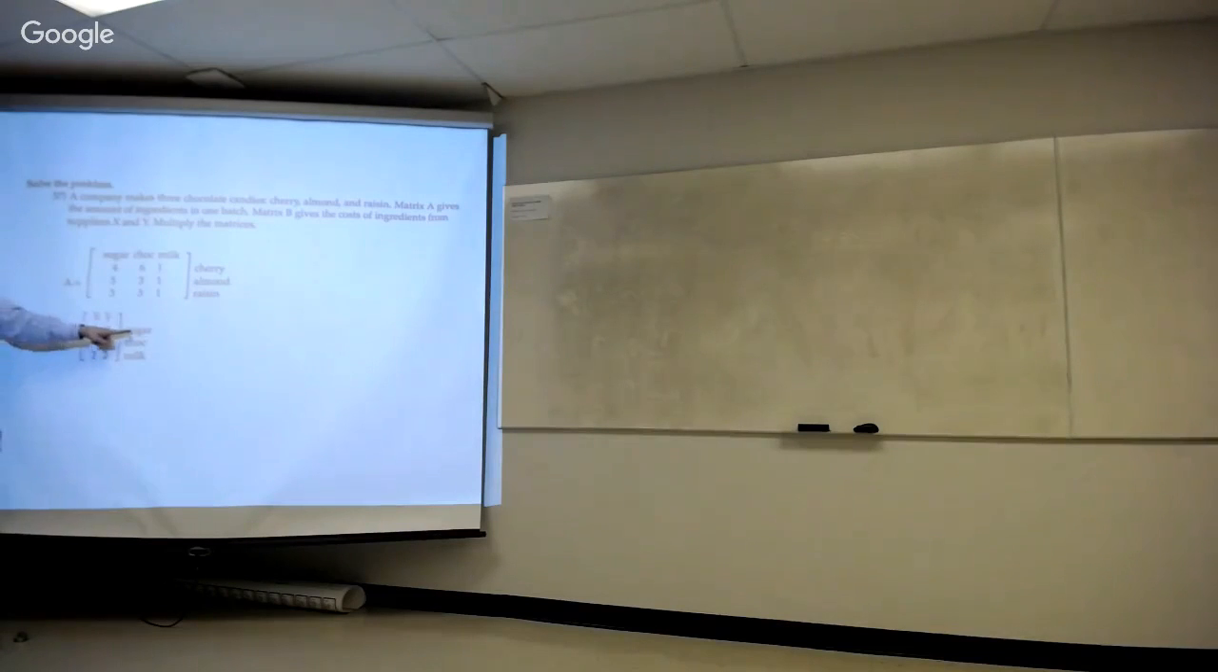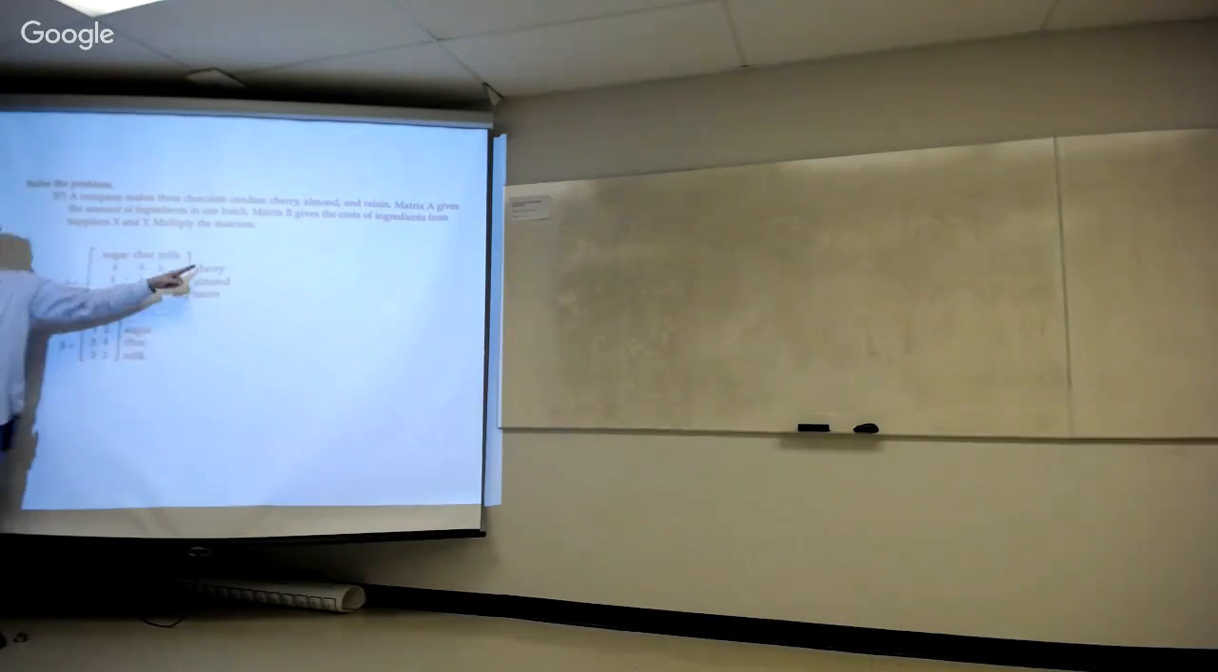So how much does sugar cost from company X? $3. How much does sugar cost from company Y? $2. How much does chocolate cost from company X? $3. Chocolate costs $4 from company Y. Milk costs $2 from company X, and milk costs $2 from company Y. So when we multiply, we're going to find the total cost to make cherry chocolates if we purchased it from company X. It's going to give us the particular answers.